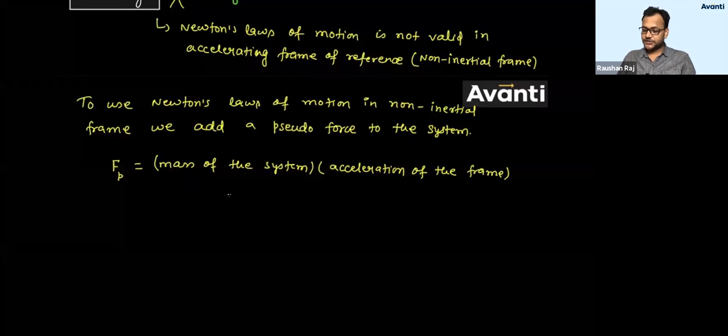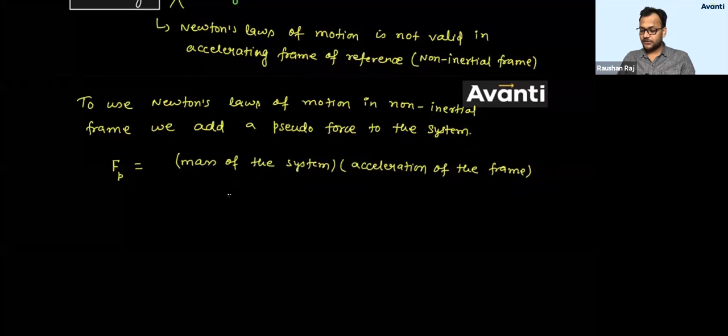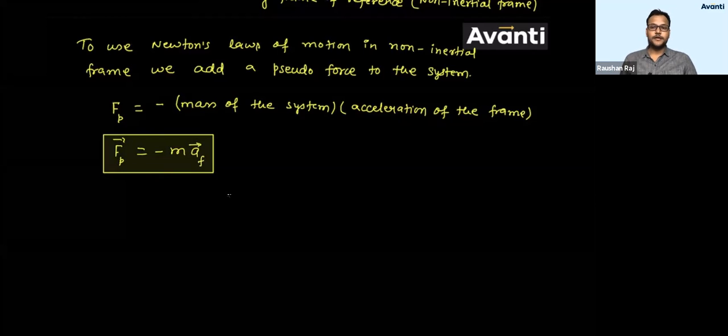What about the direction of this pseudo force? It will be opposite to the direction of acceleration of the frame. That is why I put a minus sign. So I write it like this: Fp vector will be equal to minus m into the acceleration of the frame. So this is how we are going to use Newton's law of motion.